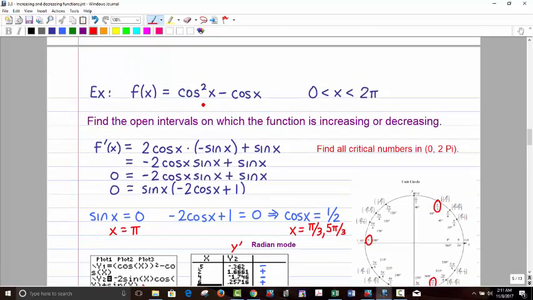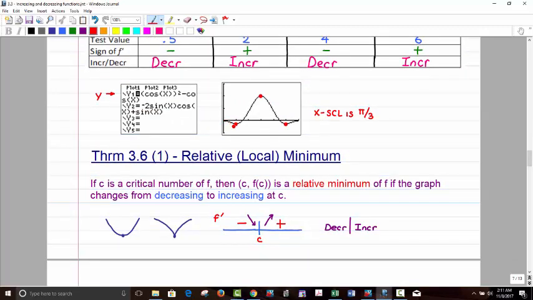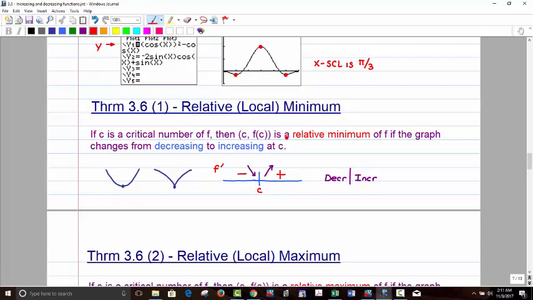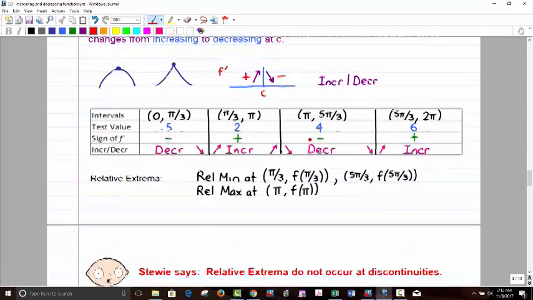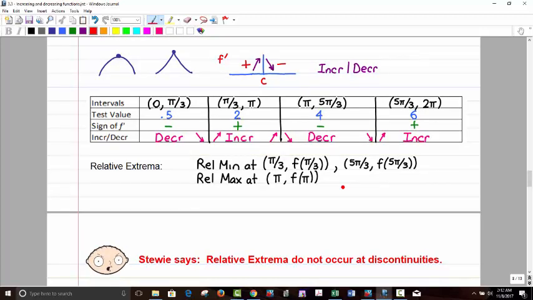So for example, for pi over 3, I can kind of do this one in my head. Obviously, I don't expect you to do that, but cosine of pi over 3 is 1/2. 1/2 squared is 1/4. And then cosine of pi over 3 would be 1/2. So 1/4 minus 1/2 is actually negative 1/4. So you see there's a value right there. So that y value where that red dot is, is negative 1/4. So the coordinate would be pi over 3 comma negative 1/4 on the graph. But only worry about that if you have to.